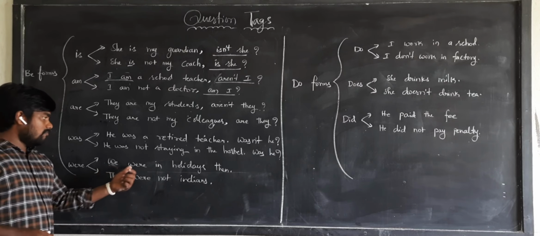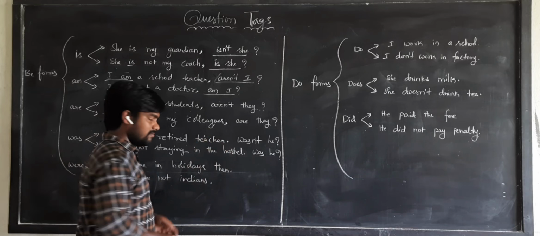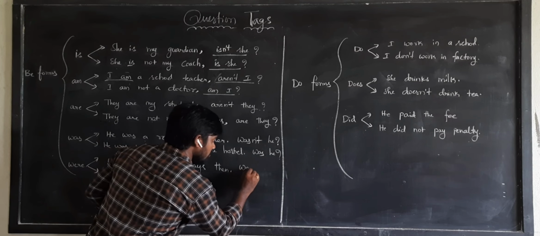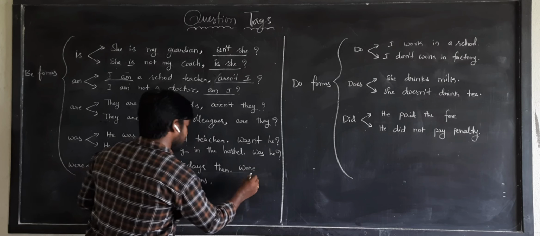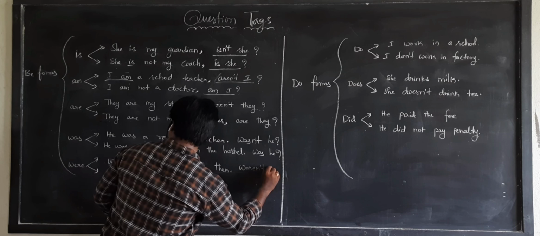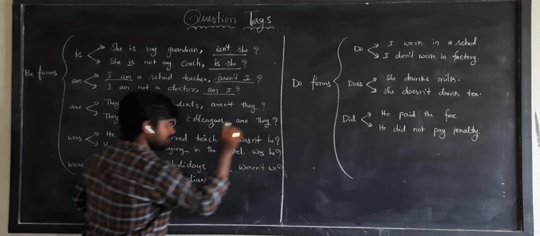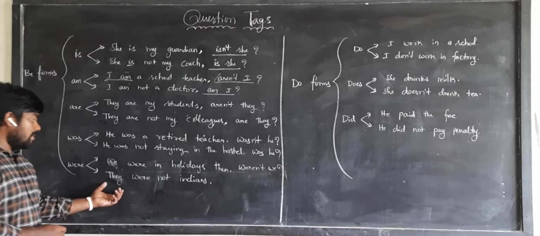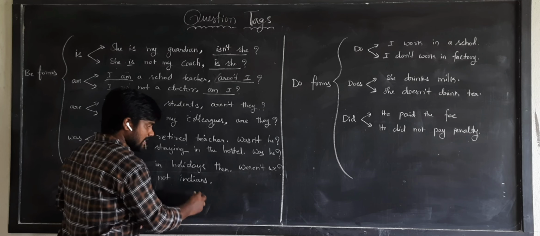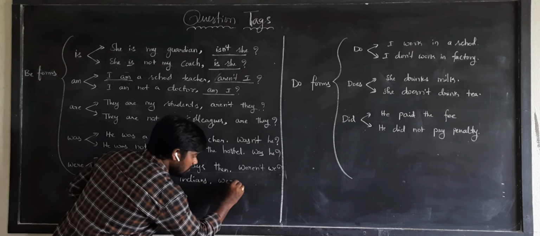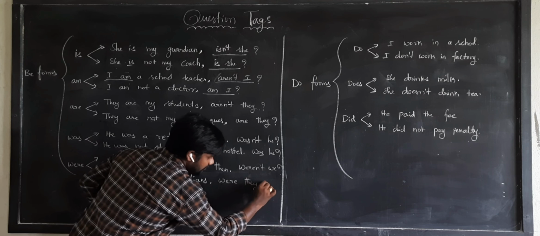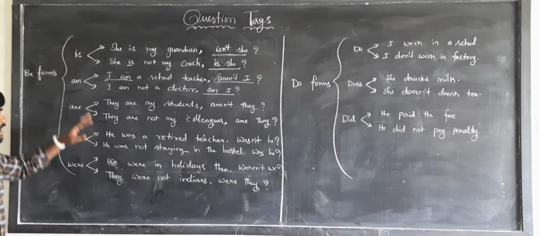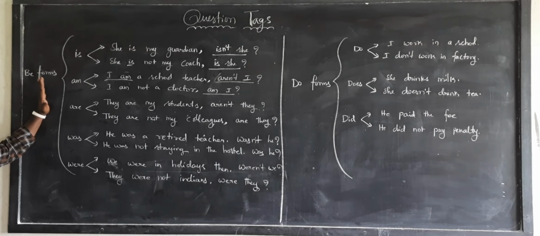And were. We were in holidays then. Positive, so the tag will be negative. Weren't we? A negative statement. There were not Indians. Were they? So these are be forms.